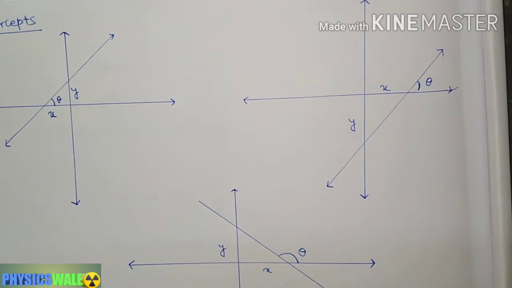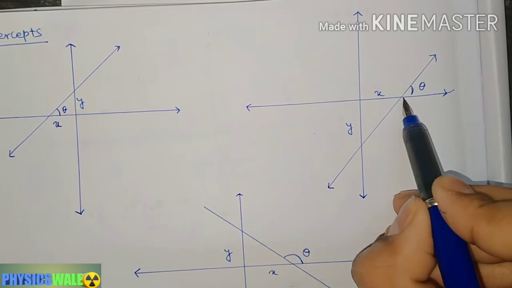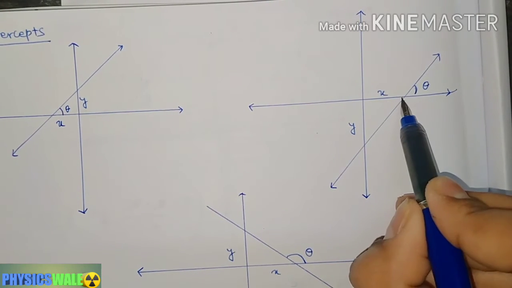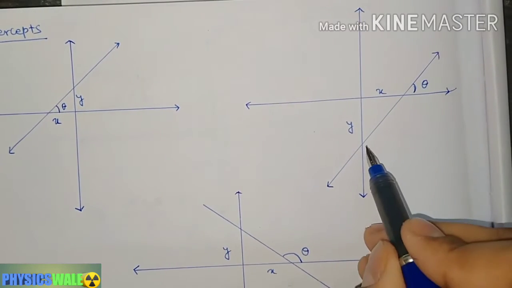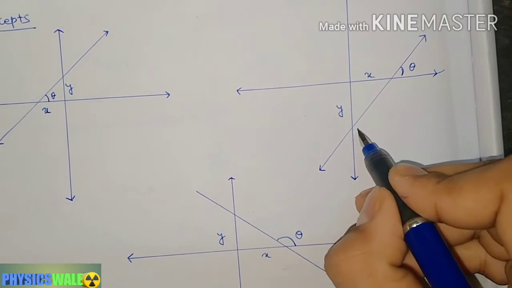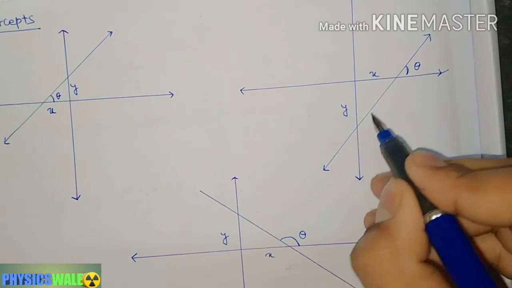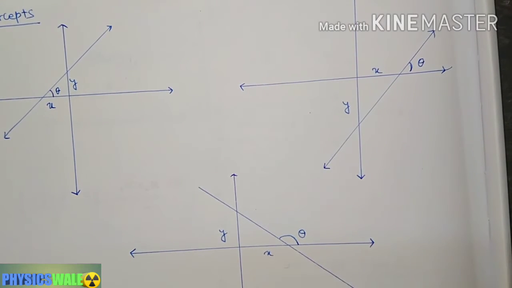Look at this figure. At this point, the y-coordinate is 0 since this point lies on the x-axis. So the x-coordinate of this point, that is x, is the x-intercept of this line. And for this point, we can see that the x-coordinate is 0. So the y-coordinate of this point, that is y, is actually the y-intercept of the line.